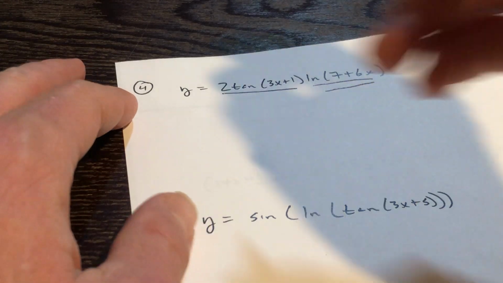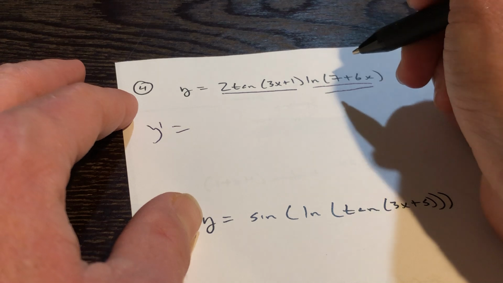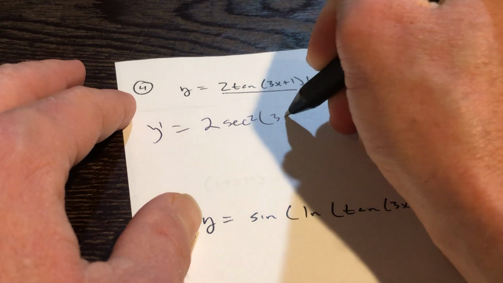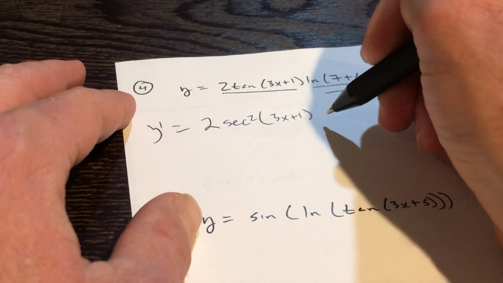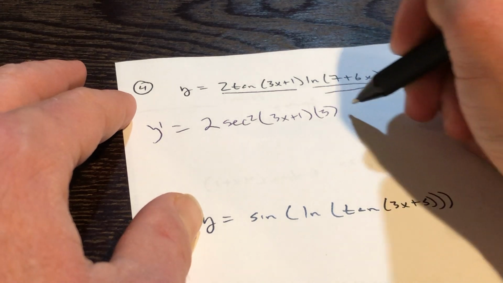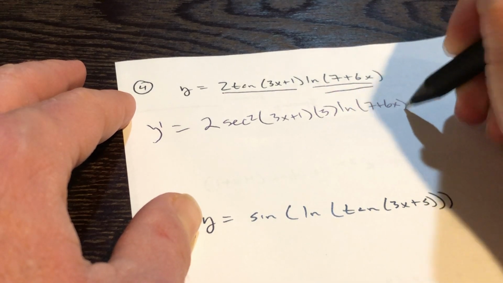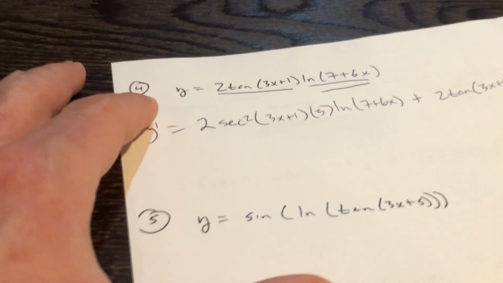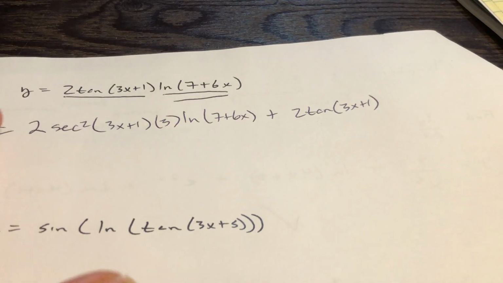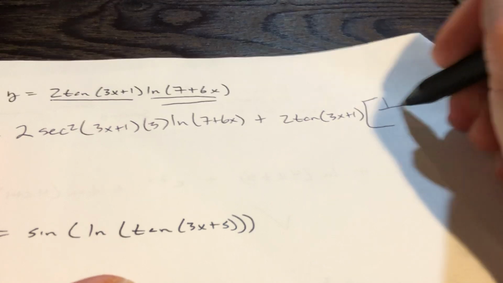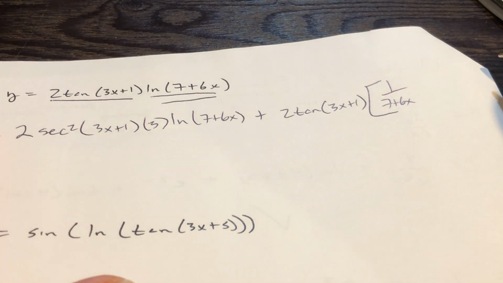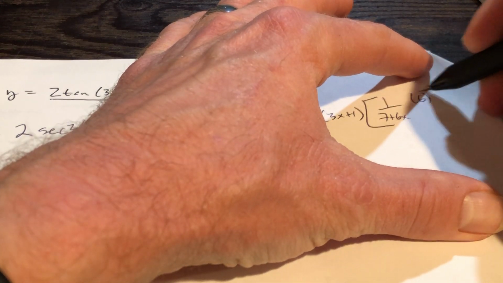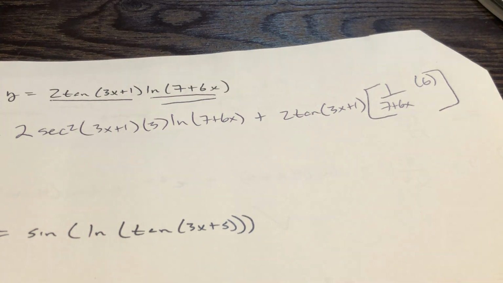It's going to be a goofy looking answer. Y prime is equal to the derivative of the first function. Put that 2 out there. What's the derivative of tangent? It is secant squared of my angle. Then I need to take the derivative of this angle. Derivative of the first function times the second function plus the first function times the derivative of the second. What's the derivative of natural log u? It is 1 over u. And then I'm going to take the derivative of that u. What's the derivative of 7 plus 6x? It is 6. There it is, folks. Product rule. All right, we're just going to clean it up.